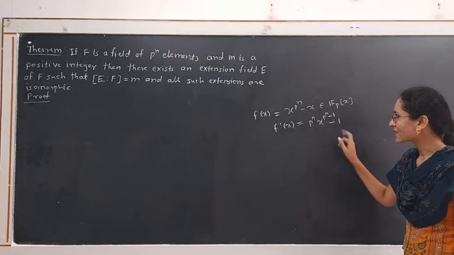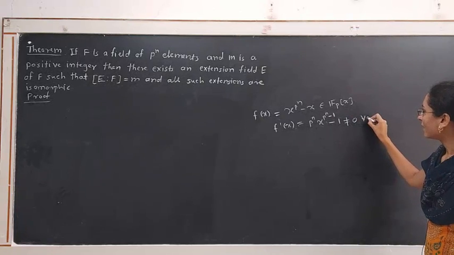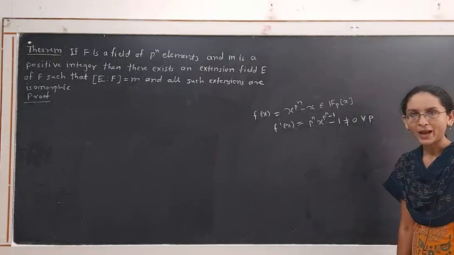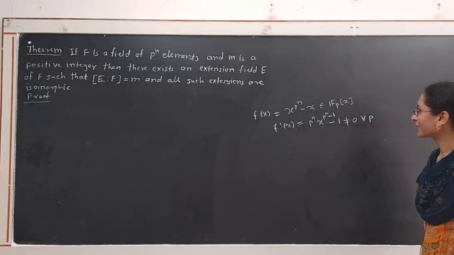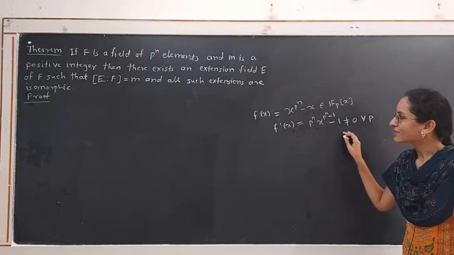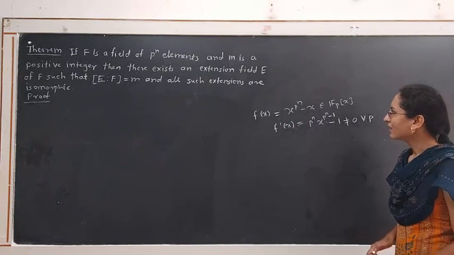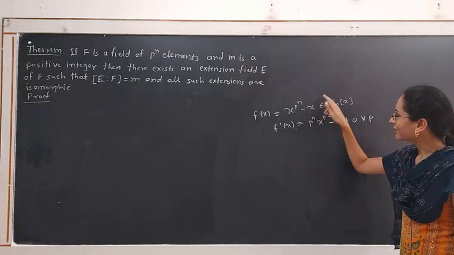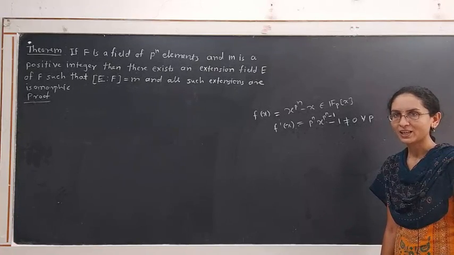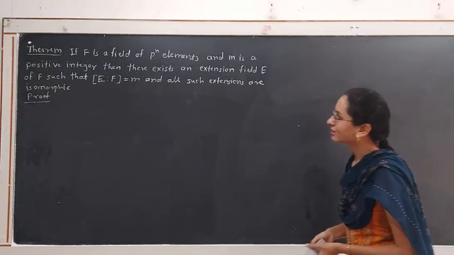Hence this f dash of x is not equal to 0 for all p. If we consider any prime number p, then this derivative is not equal to 0, meaning the derivative is not equal to 0 over all finite fields. Hence this polynomial f(x) has no multiple root. Then its splitting field is the extension of the given field F_p, that is a field with p raised to n elements. This is what we proved in the last lecture. Now we use that result here.